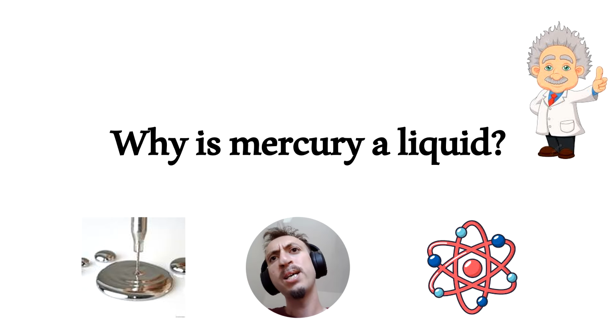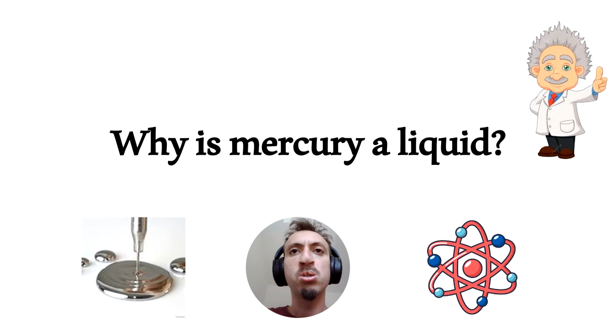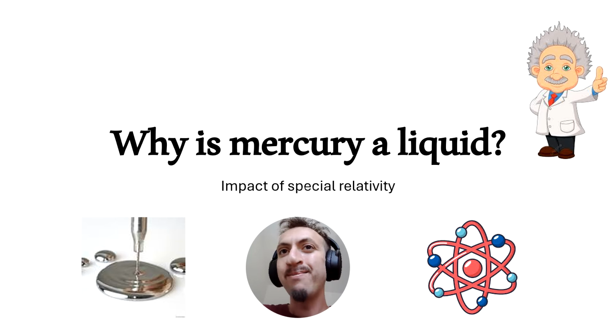And its properties were mysterious even after we developed a fairly sophisticated quantum model of the atom based upon Schrodinger's equation. And in this video we're going to be seeing why we need relativity to actually explain particularly the incredibly low melting point of mercury.